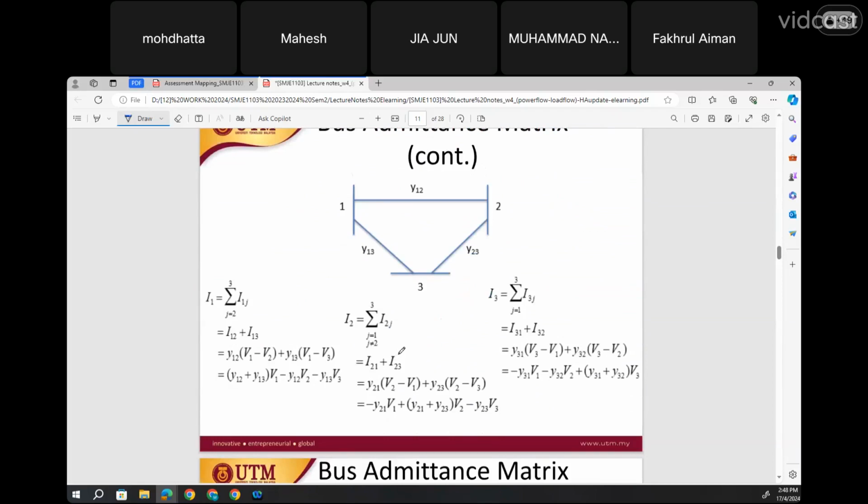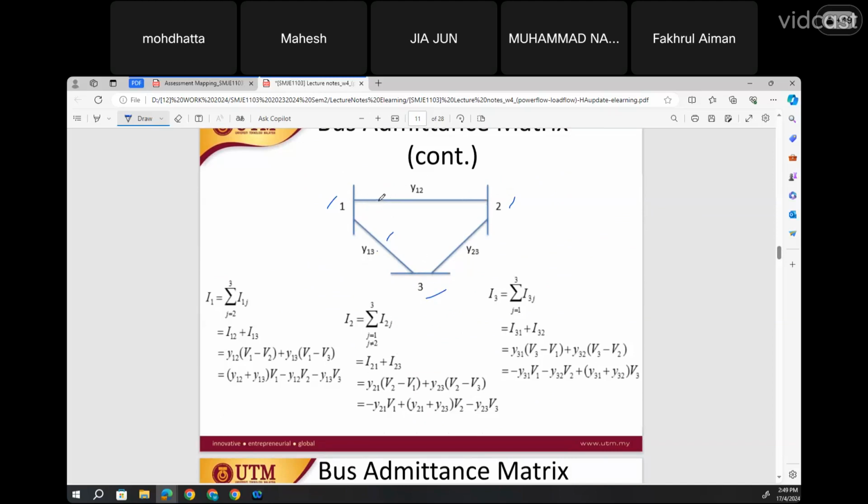this is how we come up with the equation of the admittance matrix. So here we have three buses, bus number 1, bus number 2, and bus number 3. And we have a transmission line. Here we can say that from 1 to 3, here we have 1 to 2, and from 2 to 3 or 3 to 2.